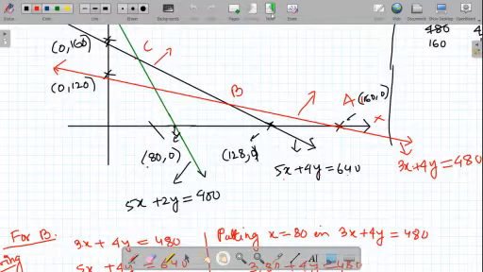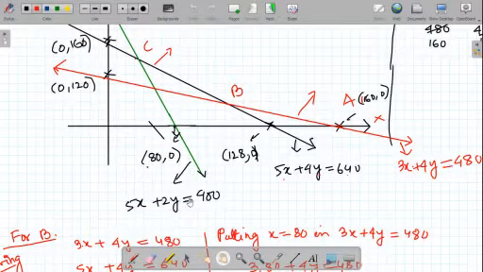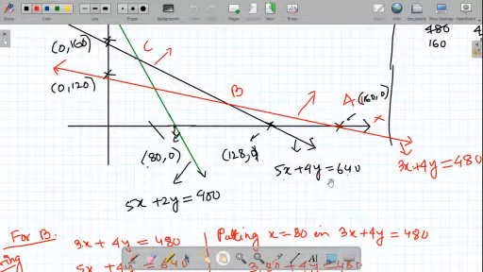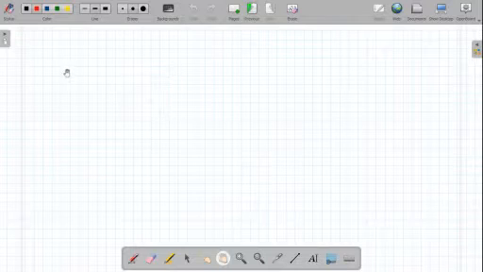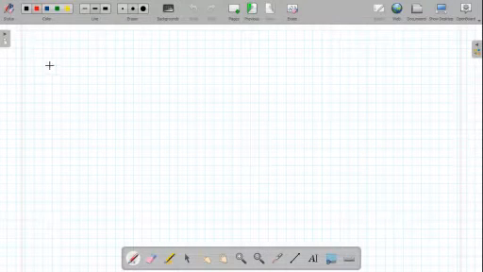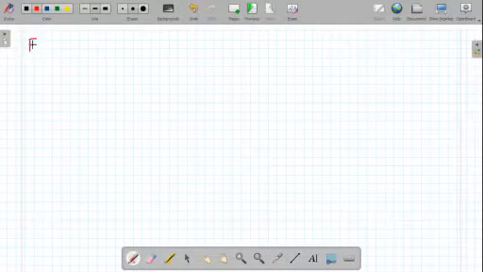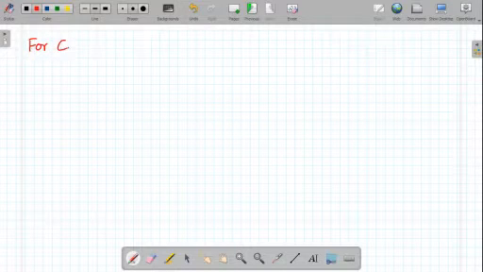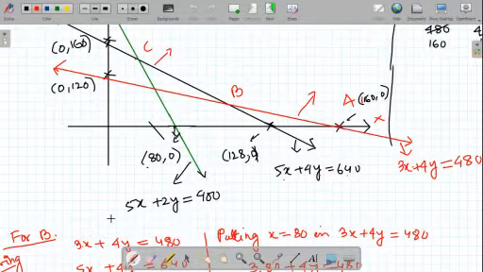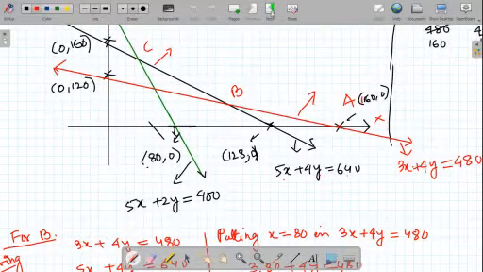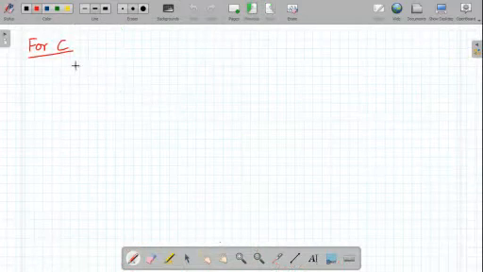Okay, so let's write down what is the green line. 5x plus 2y equal to 400. And what is the black line? It is 5x plus 4y equal to 160, right? So yeah, write down. So we have C. Okay, C. What is the intersection? This green line, and this green line is 5x plus 2y equal to 400, right?